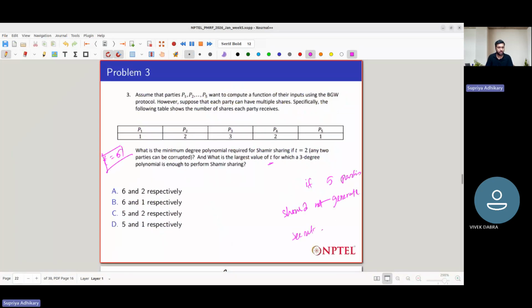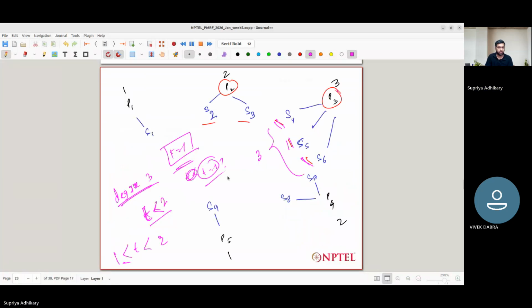So in this case, option D is correct, meaning that we need the degree of the polynomial of the secret sharing scheme to be 5 if we want T equal to 2. And if the degree of the polynomial is 3, then the largest value of T that we can afford is 1. Okay.